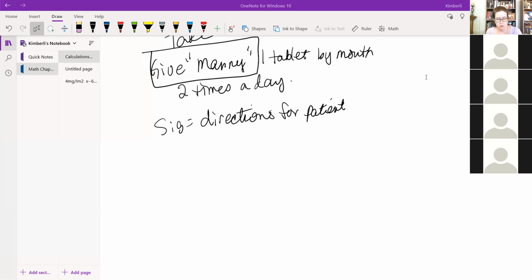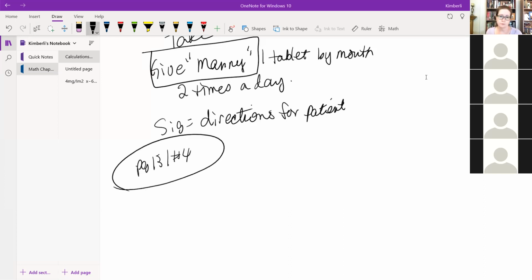Okay, so your next several prescriptions are similar to that, but look on page 131, number 4. Okay. And it says prednisone 10 milligrams, number 40. Now, prednisone is a steroid. A steroid brings down inflammation, but it's also a very strong drug.